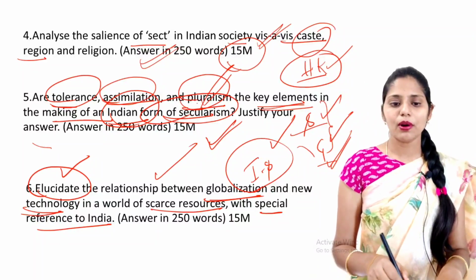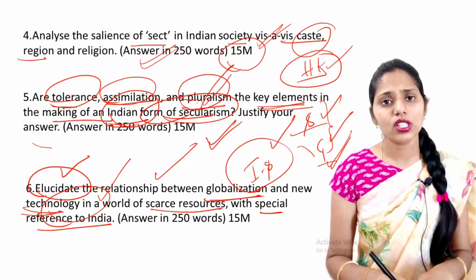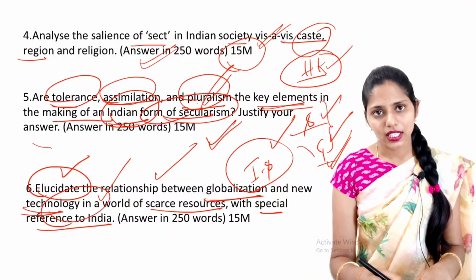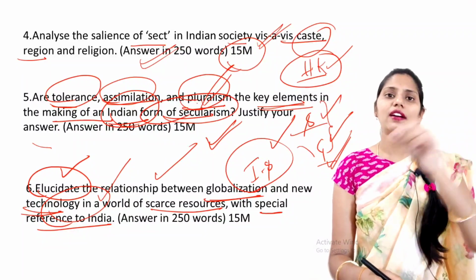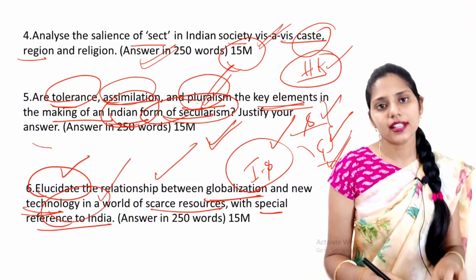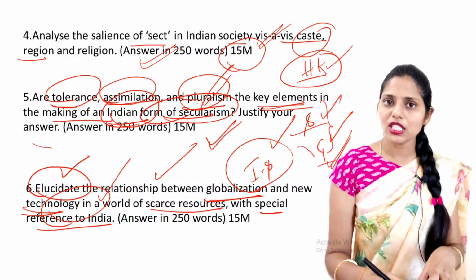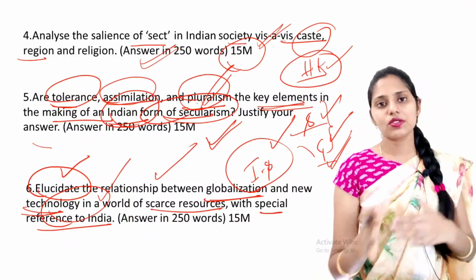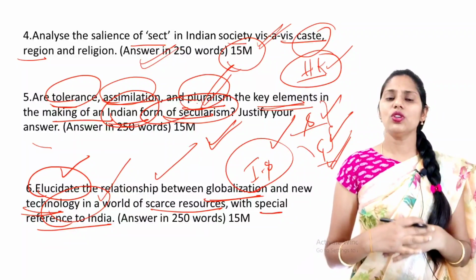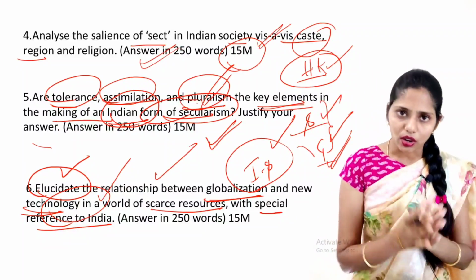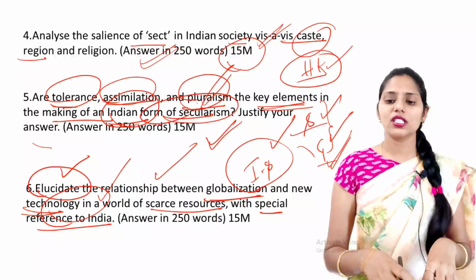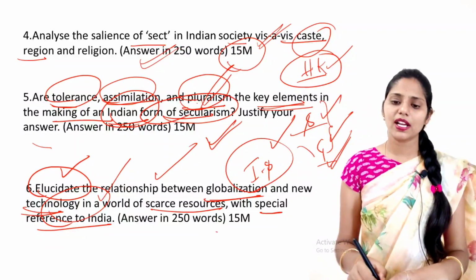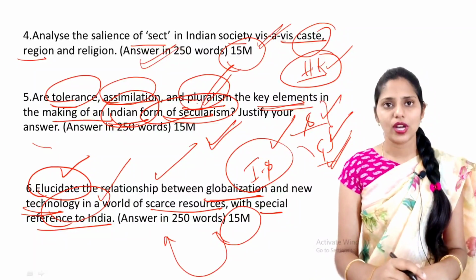For example, if you are talking about technology, yes, we are dependent on Russia, the US, France, etc., and we are getting our defense equipment. And in this era of globalization, every country is interconnected, because no country is self-sufficient with resources. So in a world of scarce resources, it is globalization which mainly helps one country with another country. In this way you can write some examples regarding how globalization and new technology are very helpful for the development of our country. This is a 15 marker question, and you can write the answer within 250 words.